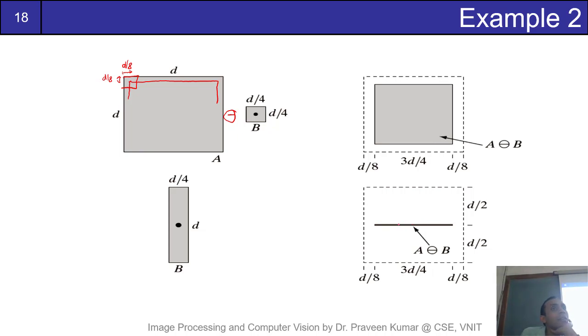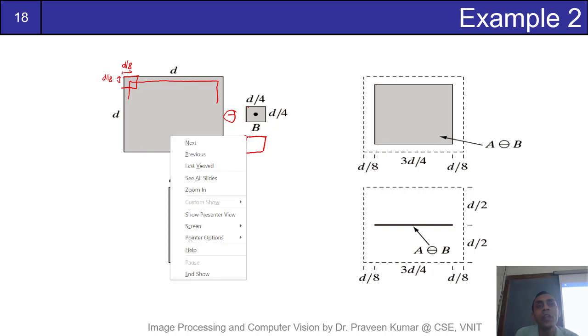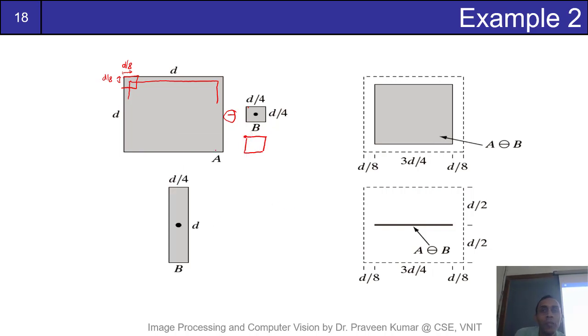Is that clear? Let us say we change the origin, let us say we place the origin here. If we take the same structuring element of size d by 4, but the origin now is not at the center but at the top left corner, what should be the output?